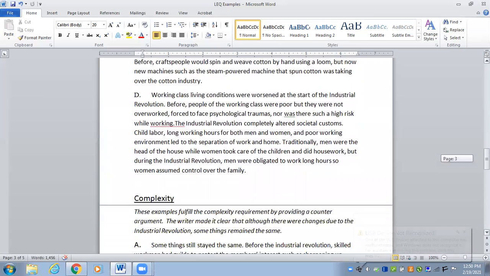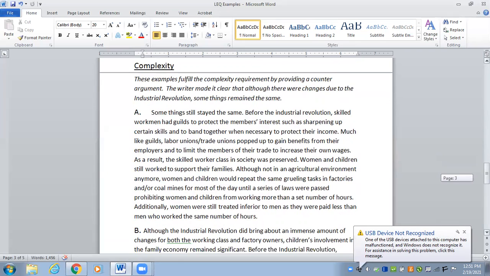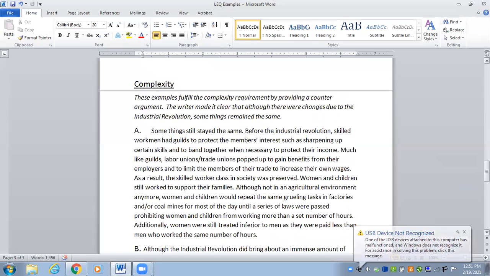Then finally, the complexity. There were a couple others that gave me good complexity paragraphs that were not about counter arguments, but most of them were. So I've given you the examples of counter arguments. All these people did was tell me that even though the Industrial Revolution changed things for a lot of people and it had a big impact on society, there were some aspects of society that did not change.